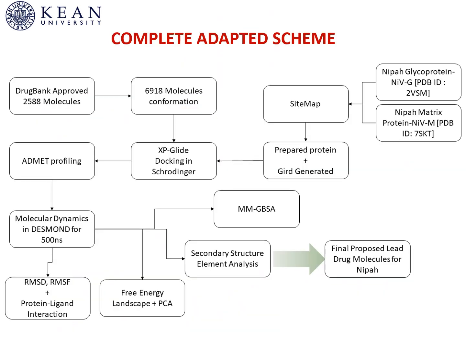Under the adopted scheme for the present study, we have considered the DrugBank approved 2,588 molecules for drug repurposing, which generated the conformations. On the other side, based on SiteMap, we have identified the active site of both proteins, followed by which we have run the XP-based Glide docking, ADMET profiling, molecular dynamic studies, and MM-GBSA-based studies. Based on the overall analysis, we have proposed dual target inhibitors for the Nipah virus.